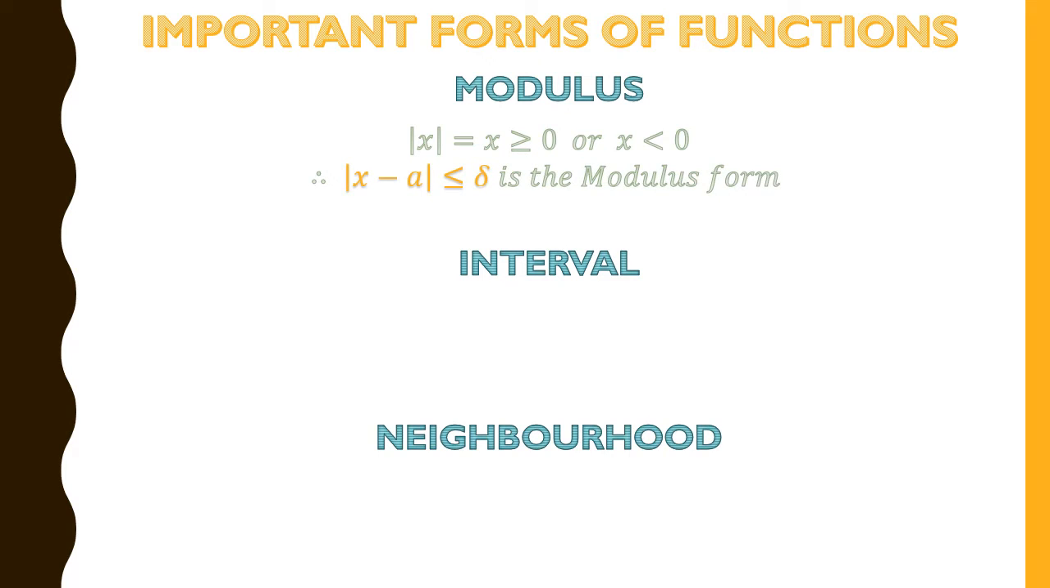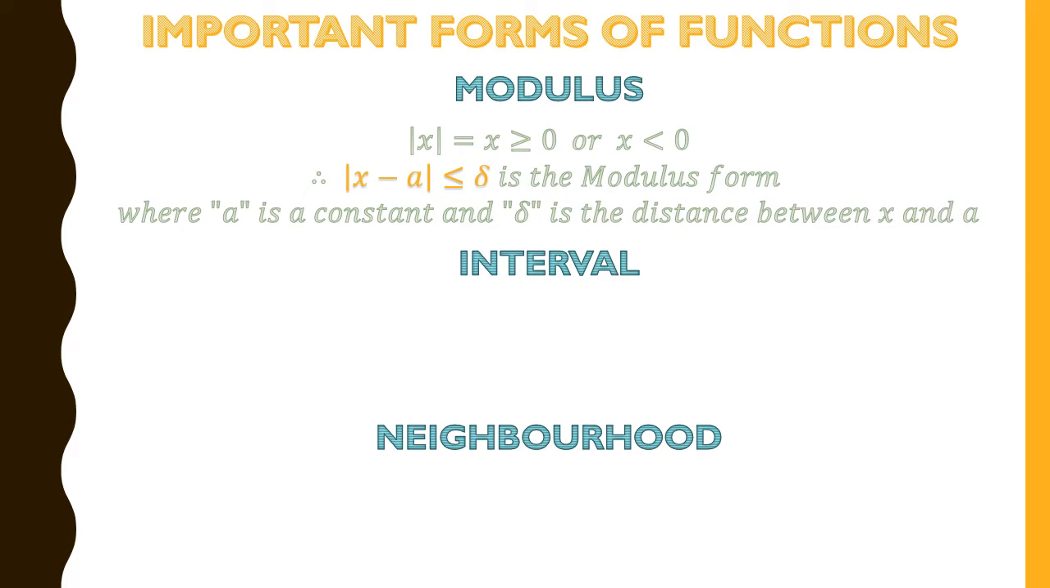Now whenever we are writing modulus form for the limit, we are writing it like this. Modulus x minus a is less than delta. This is the modulus form for the limit. Now here there are two constants, a and delta. A is a simple constant value and delta is the distance between x and a. That means the difference between x and a is denoted by delta. So x minus a modulus is less than equal to delta is the modulus form for the limit. So remember this highlighted form.